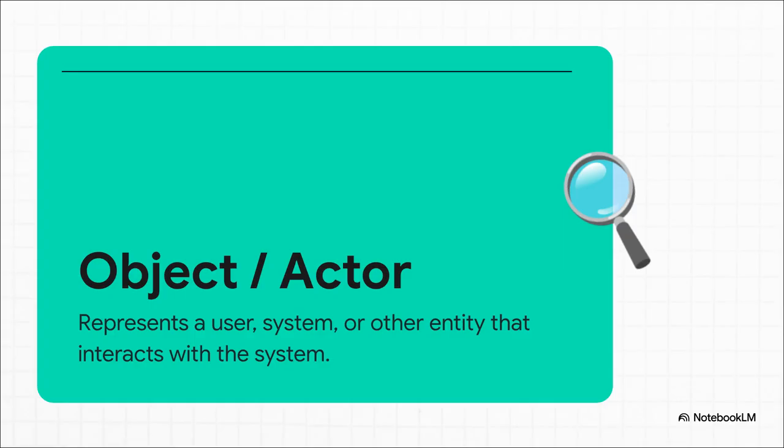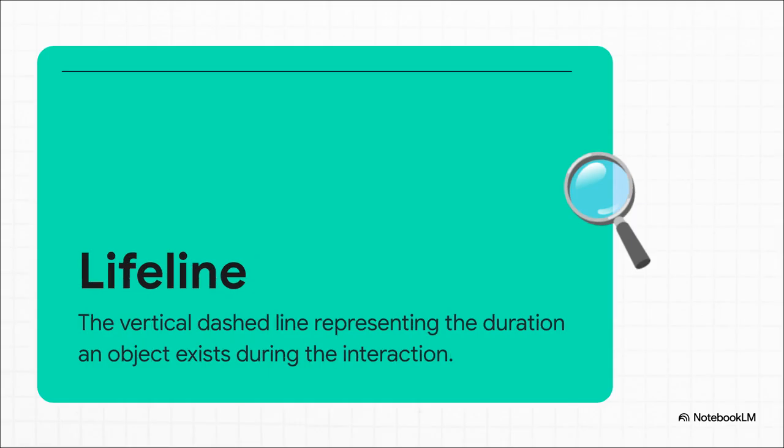These are basically the who or what in the conversation. They're shown as little boxes right across the top of the diagram. So this could be a user, a server, a database, really anything that can send or receive a message. All right, I see those.